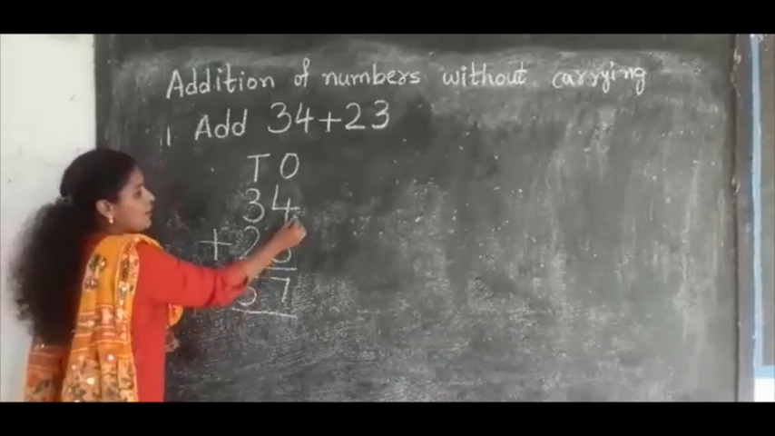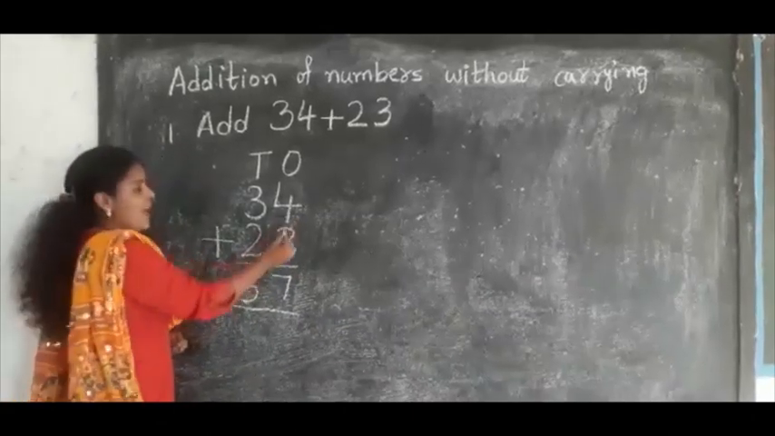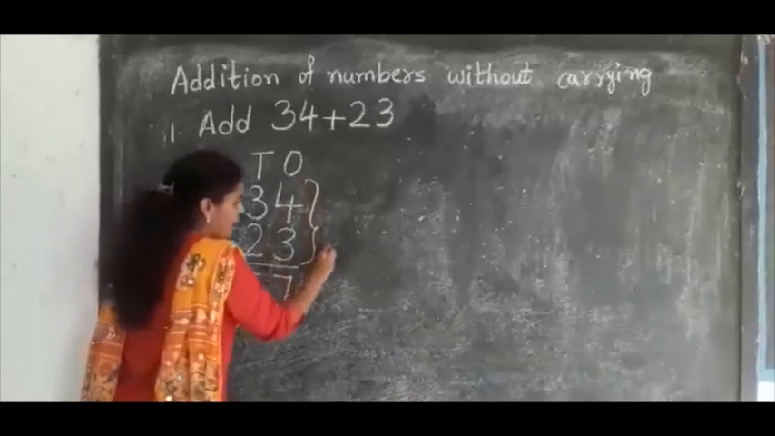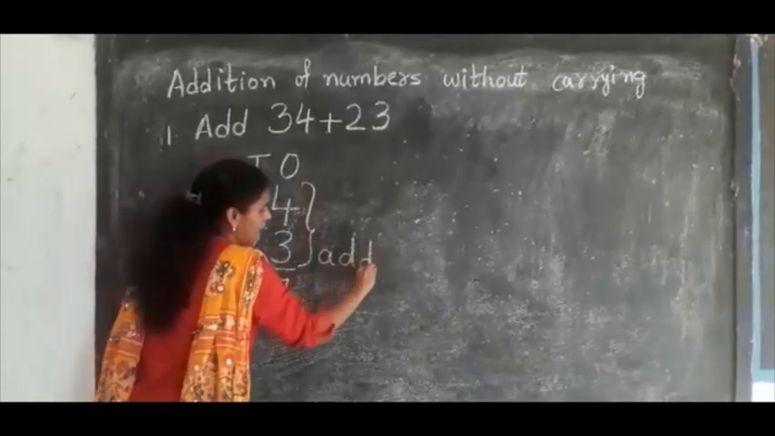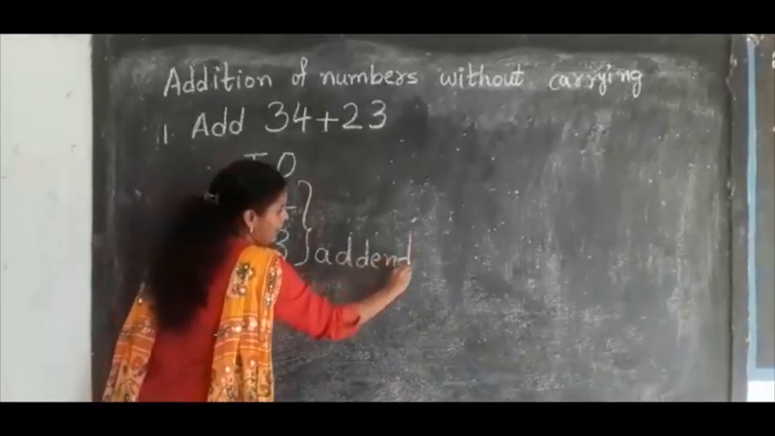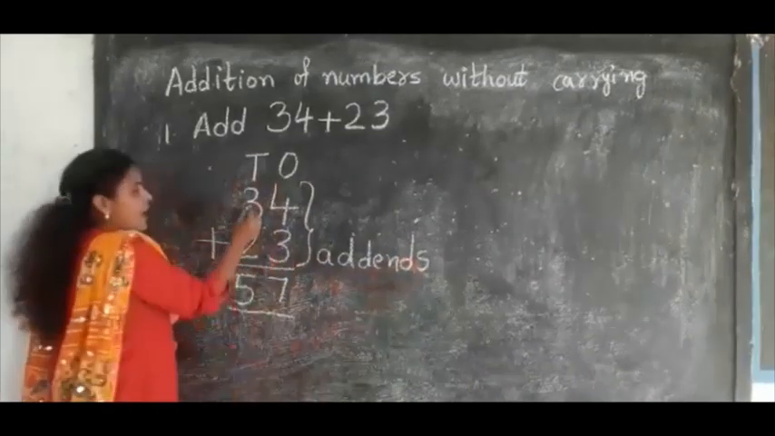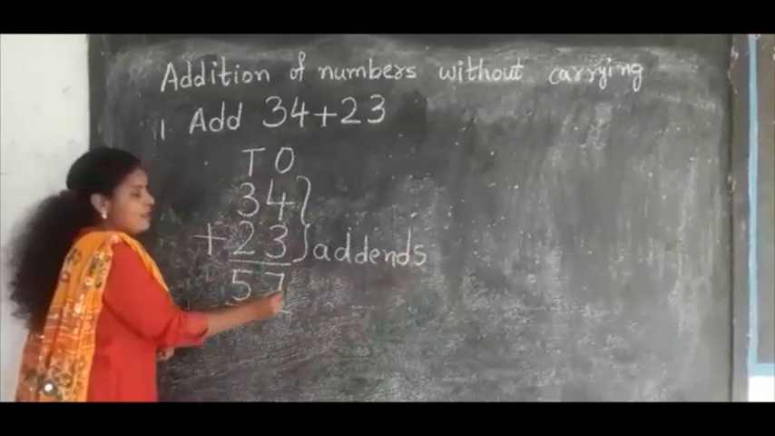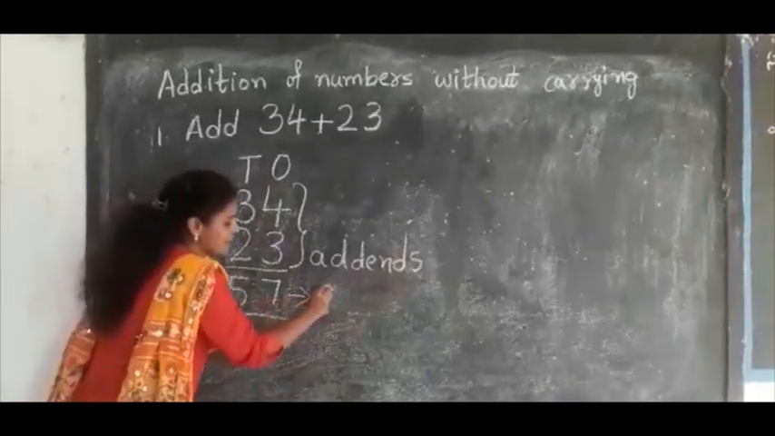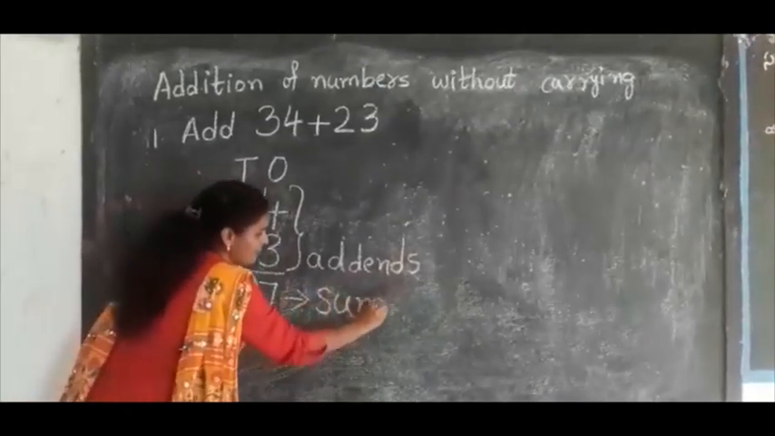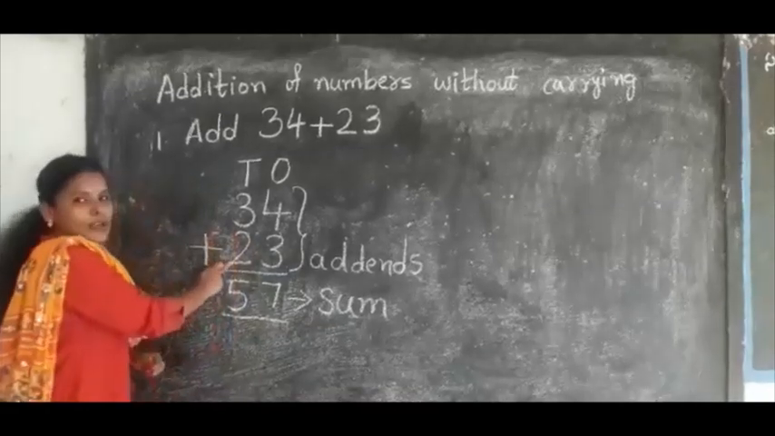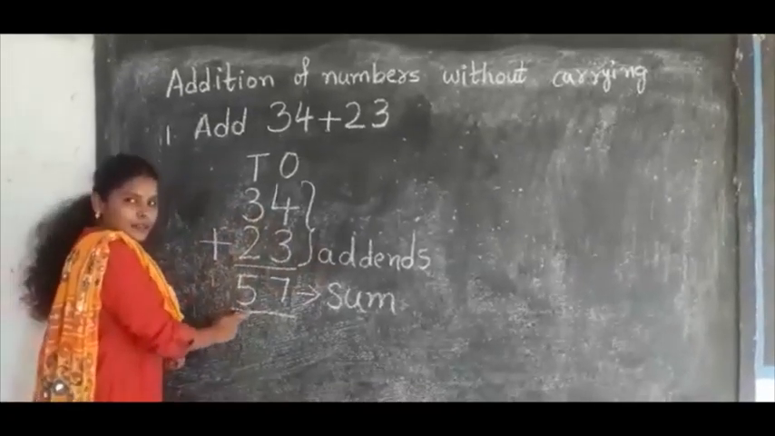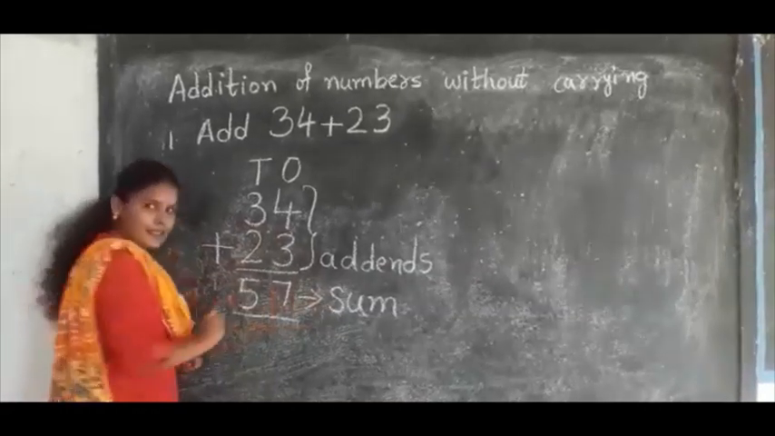Now what do you call 34 and 23? 34 and 23 are called as addends. A-D-D-E-N-D-S, addends. And after adding 34 and 23, what is the answer we got? 57. This 57 is called as sum. S-U-M, sum. 34 and 23 are called as addends. And after adding, we got the answer 57. And this 57 is called as sum.